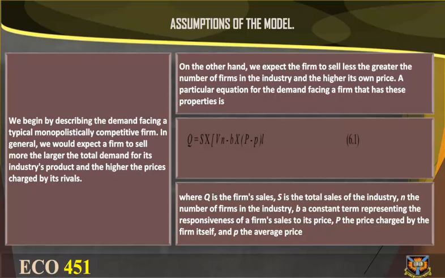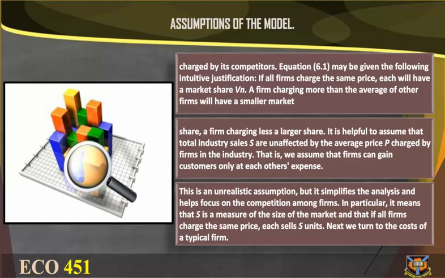A particular equation for the demand facing a firm that has these properties is given, where Q is the firm's sales, S is the total sales of the industry, N the number of firms in the industry, b a constant term representing the responsiveness of a firm's sales to its price, P the price charged by the firm itself, and P-bar the average price charged by its competitors. Equation 6.1 may be given the following intuitive justification.